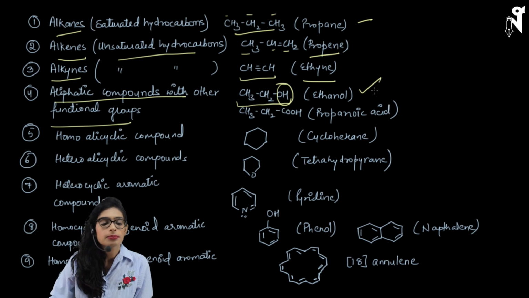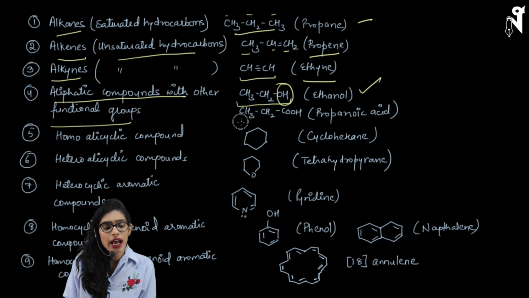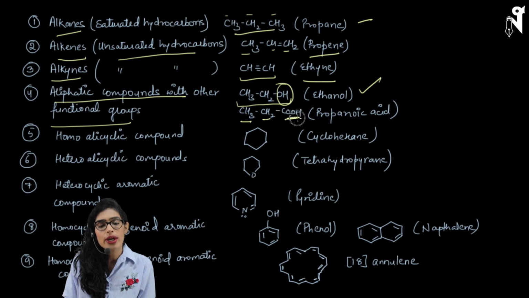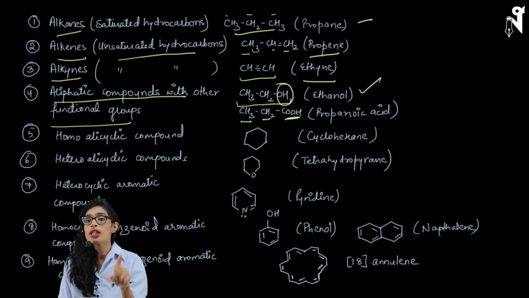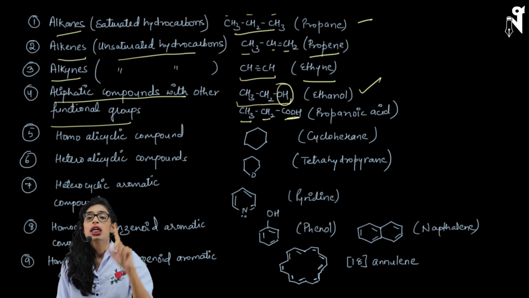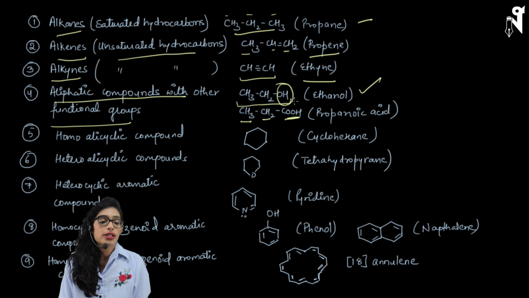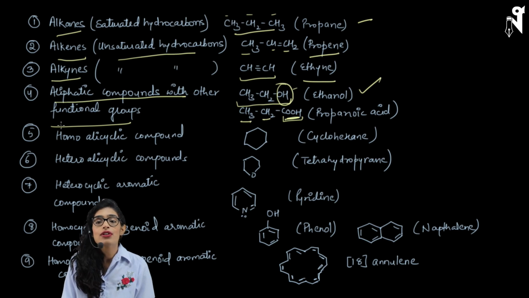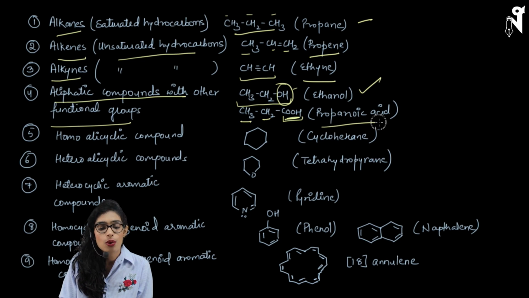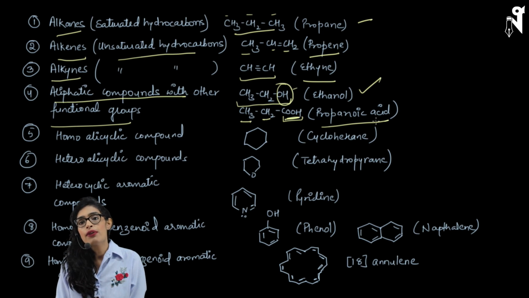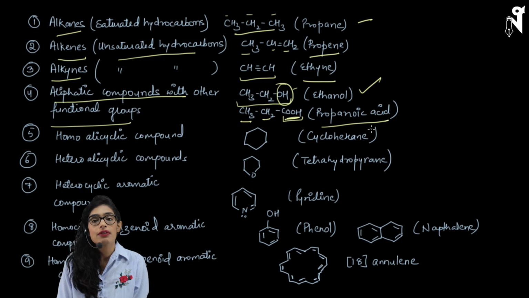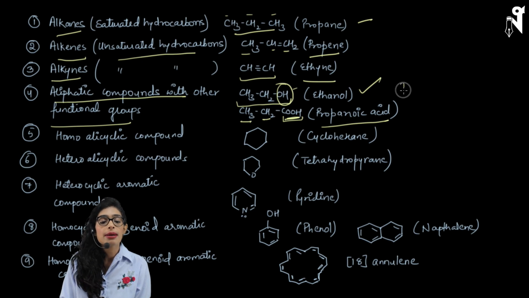Example is ethanol. Similarly, we have CH3, CH2, COOH. Both the groups I have taken are the ones which you have dealt with already in grade 10th. Okay, so this is the alcohol group, this is the carboxylic acid group. So we have the normal straight chain compounds with functional groups. This is ethanol and this is propanoic acid. I'm not very sure whether you remember how to name these compounds or not, but even if you don't, don't worry, we are going to do the naming of each and every type of compound very soon.